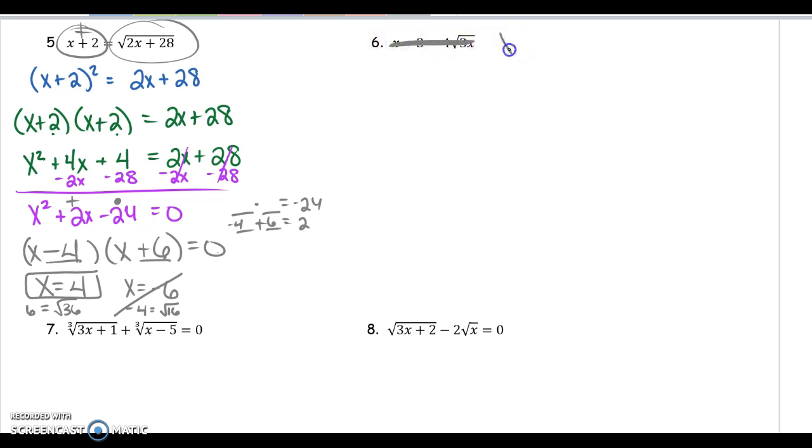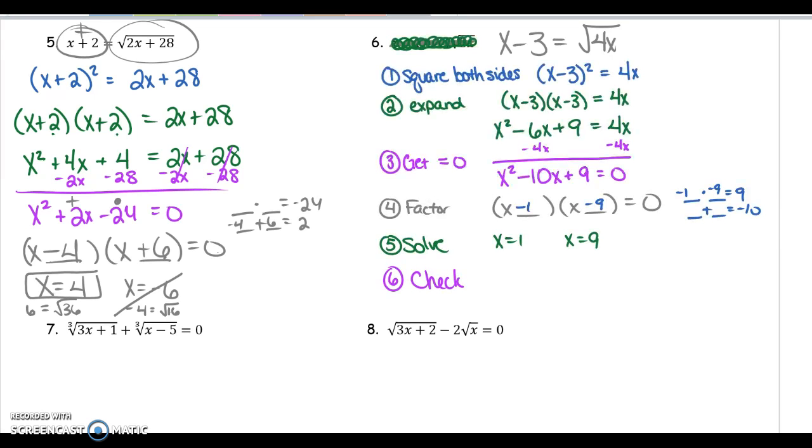Number 6 is going to be x minus 3 equals the square root of 4x. I would like you to follow the pattern that we did in number 5. Try number 6 on your own. We're going to skip 7 and 8, by the way. Step 1, square both sides. Step 2, expand that into x minus 3 times x minus 3. Multiply that out to get your trinomial. Step 3, you have to get one side equal to 0 before you factor and solve. So get one side equal to 0.